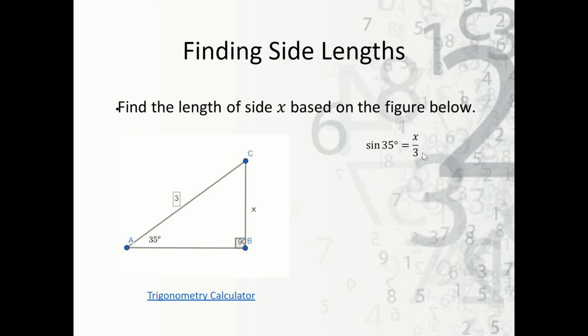Now we're going to get rid of this 3. It's dividing x, so we're going to multiply both sides by 3. And we get 3 sine 35 degrees is equal to x. Now we have x by itself, so we can enter this part into the calculator. We'll go ahead and enter 3 sine 35 degrees into the calculator. When we solve it, we get 1.72 as our x.